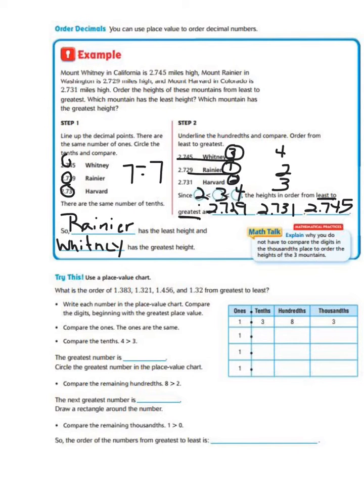So we've got 1 and 383 thousandths is done for us. 1 and 321 thousandths is next. 1 and 456 thousandths is next. And 1 and 32 hundredths is our last one. So we're going to compare the digits, beginning with the greatest place value, because we have to do greatest to least. So we're going from biggest to smallest. So we're going to compare the ones. And we see all of them have the same ones.